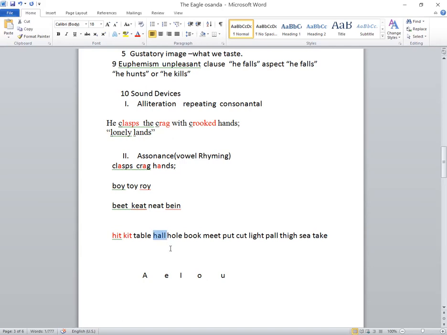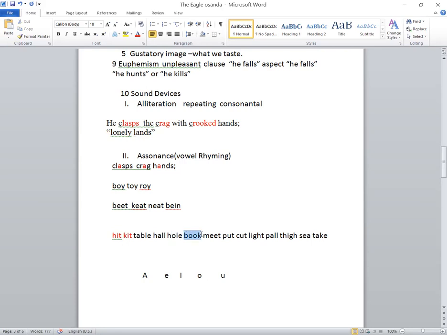Hall, hole. They are together. What is the vowel letter here? A. Vowel letter is A. Sound? O. O sound. What is the vowel letter here? A. What is the sound? O. O sound. Right.